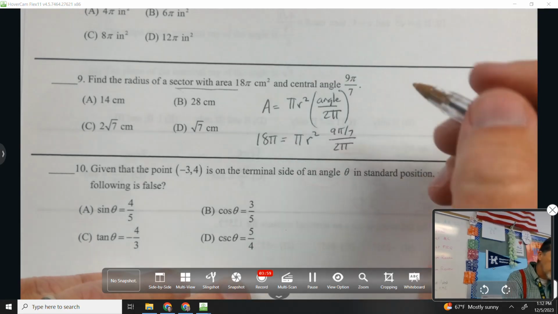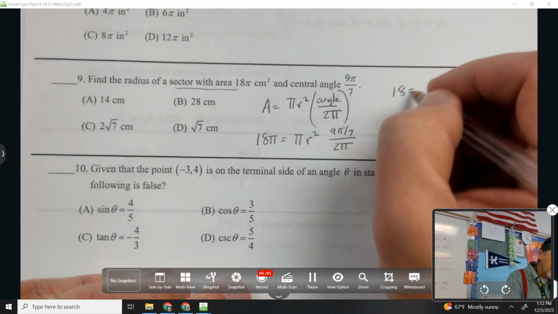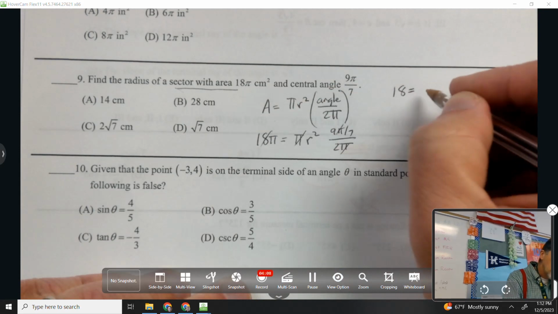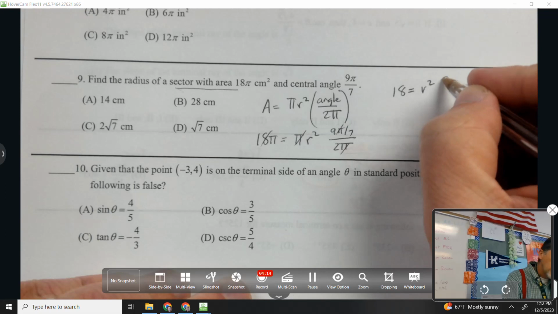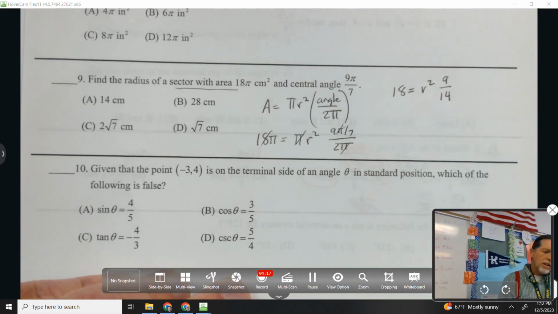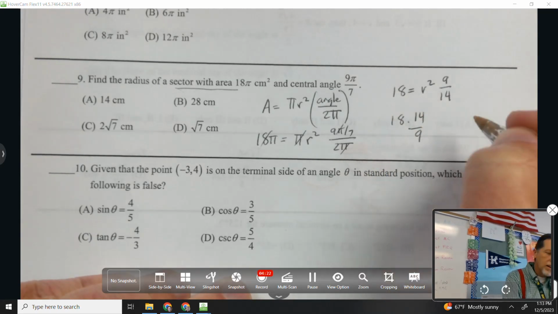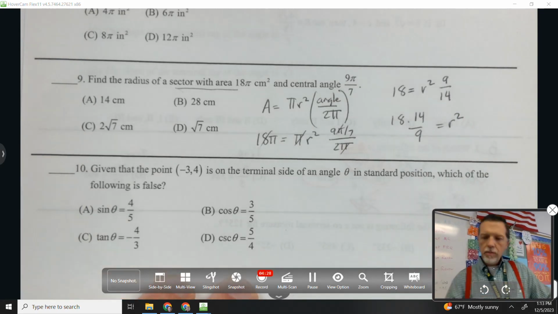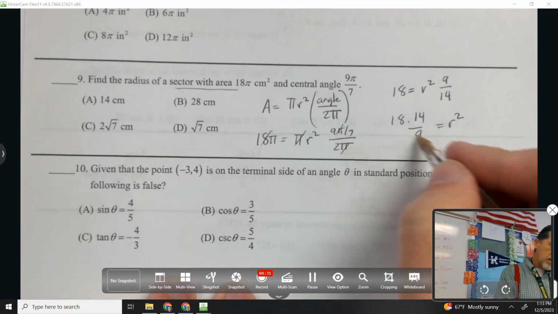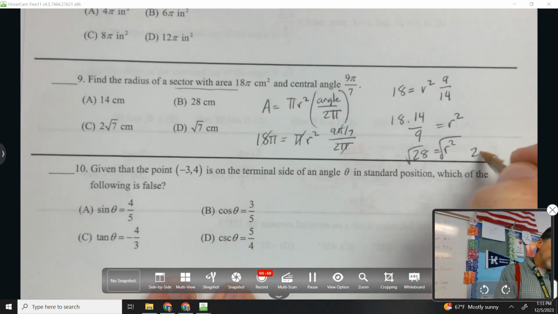So let's see here. Basically all the pi's will cancel out. So 18 equals r squared times, if I keep it, change it, flip it, 9 over 14. So let's do times 14 over 9. So let's see, that would be 2 times 14 is 28. And the square root of 28 would be 2 square root of 7.